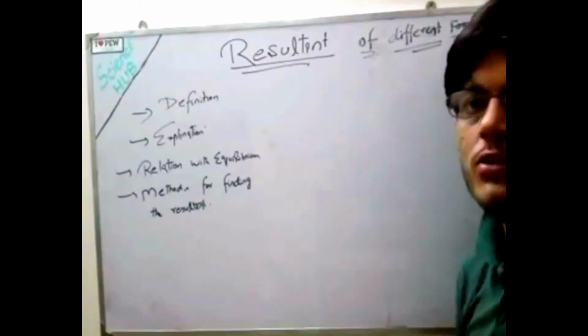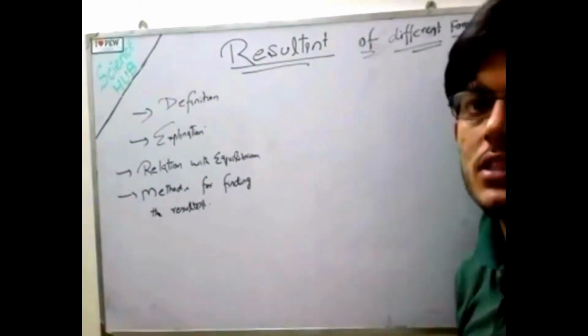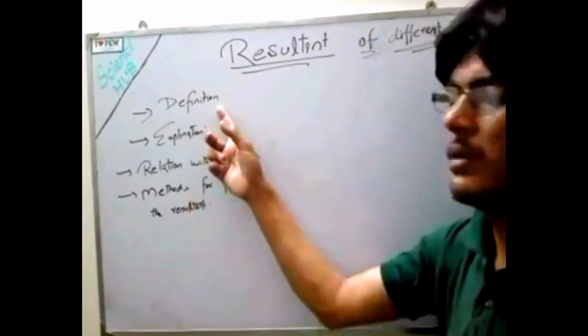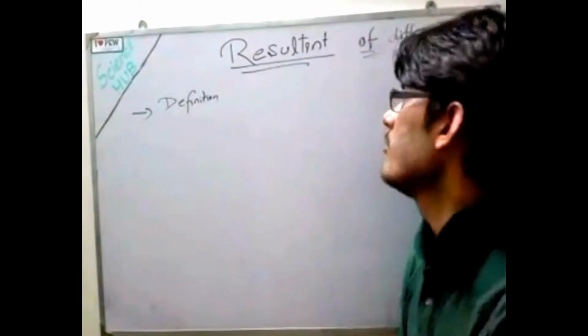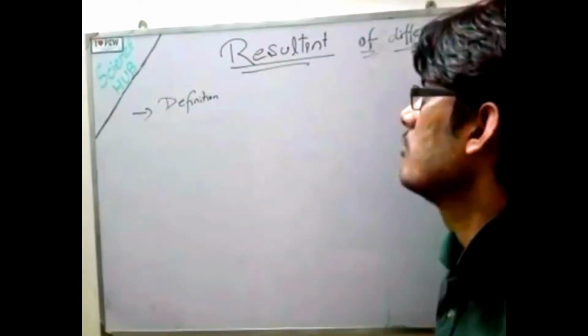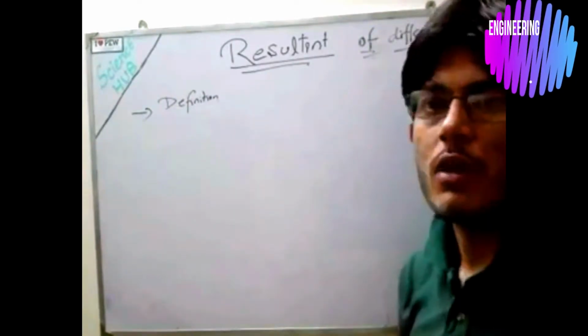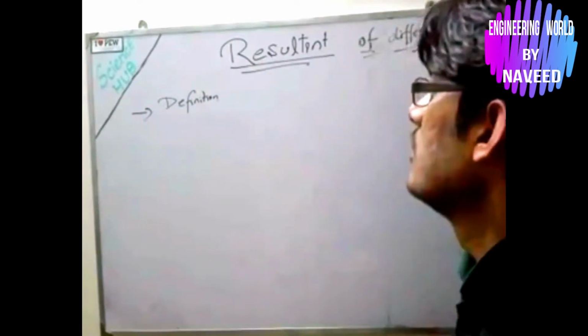In this video, I discuss the resultant of different forces. It means how you find the resultant. If you have different forces, how do you find the resultant of those forces? The first subtopic is the definition. The resultant of different forces is the sum of all the forces acting on a system, or the net effect of all the forces acting on the system.